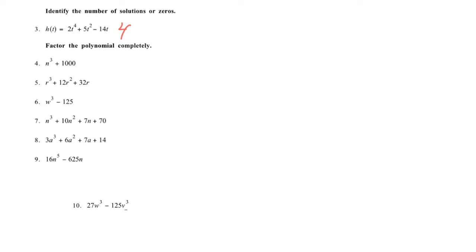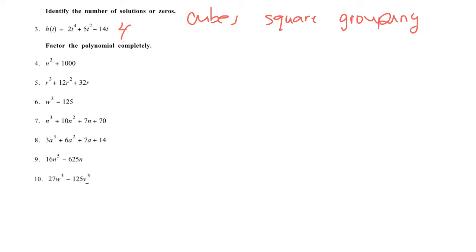The next set of questions is factoring completely. So we need to really pay attention to whether we have a sum and difference of cubes and sum and difference of squares. So we're looking for cubes, squares, grouping. So we're going to look at those things and possibly a polynomial in quadratic form.